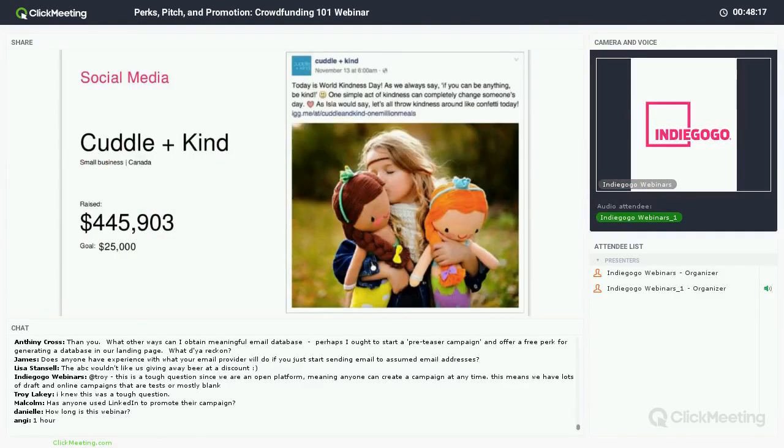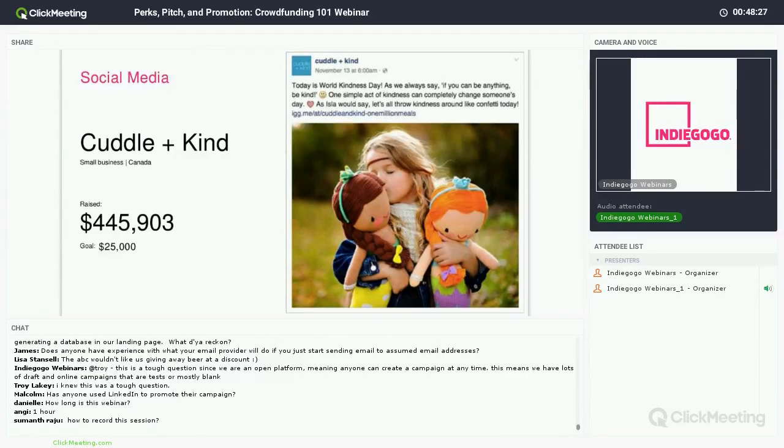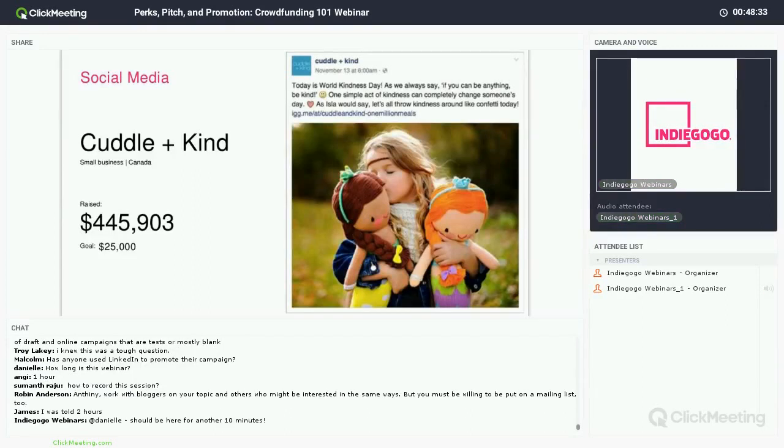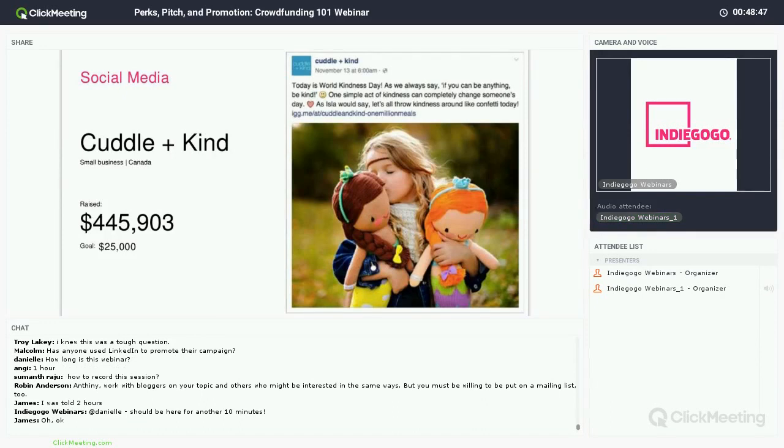This is an example of really great shareable content from Cuddle & Kind. It included a really cute image of a young girl with these dolls. The campaign was selling these dolls, and the message was very sweet. It had a quote that says, "If you could be anything, be kind," and it's shareable. It's the kind of thing that you want to share with friends and such, and it includes the campaign link. So this is just a perfect example of shareable content.